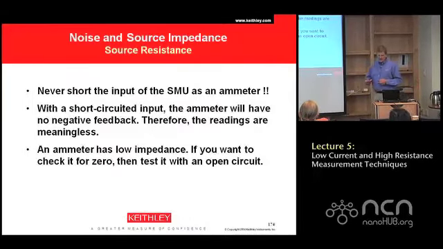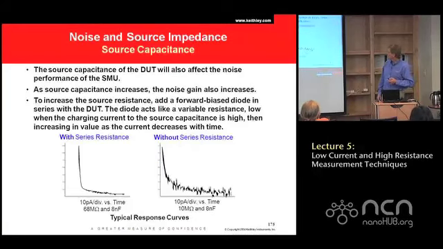So an ammeter is considered to be low impedance. Now that low impedance actually just means that it's at virtual ground. It's actually incredibly high impedance. It's isolated from ground. But the fact that it's an operational amplifier makes it at virtual ground. And you want to test it with an open circuit.